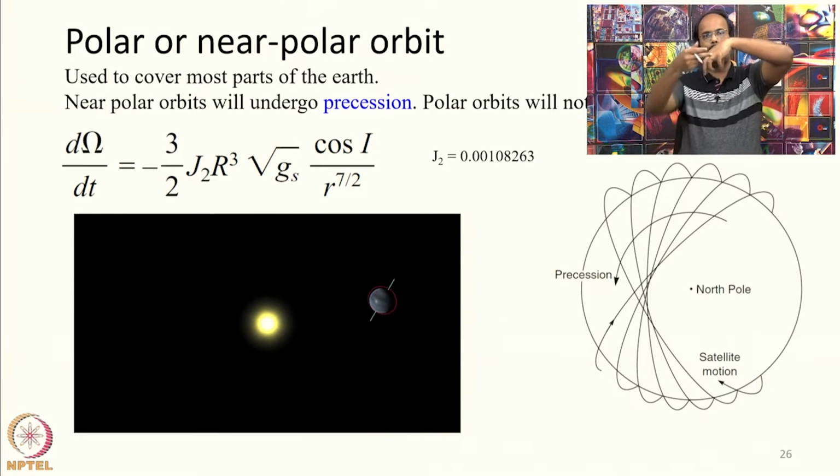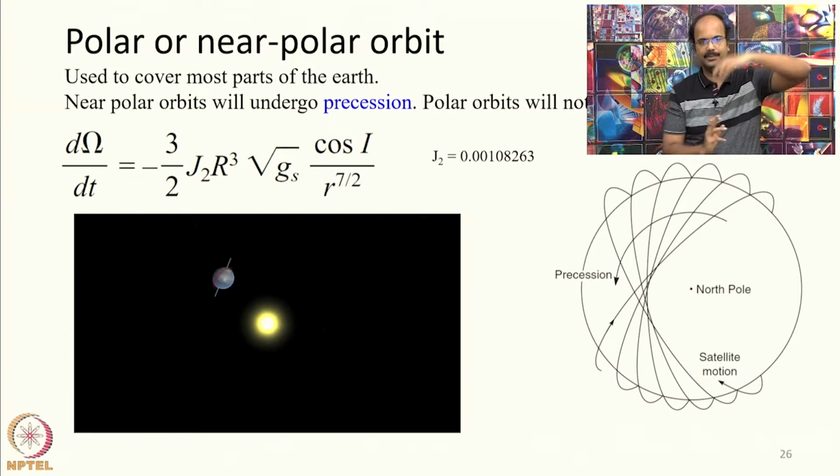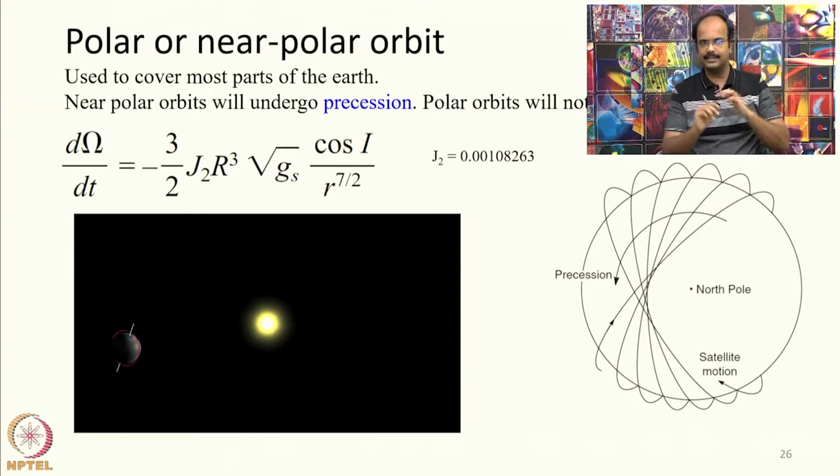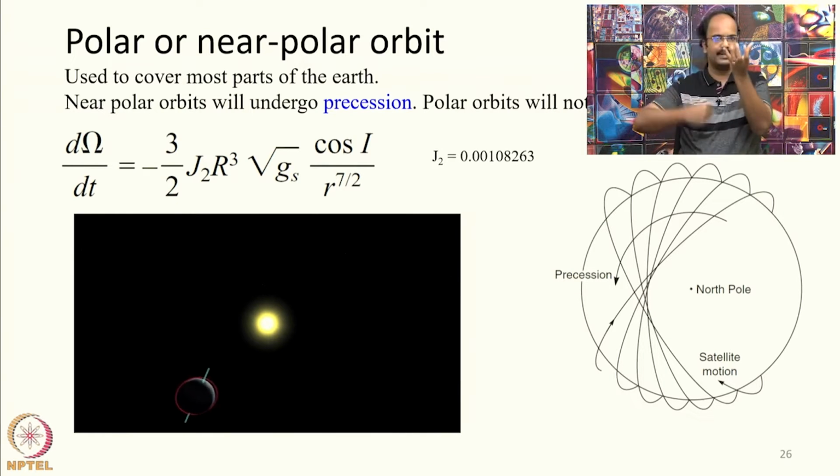Say Earth is fixed, the orbit is like this, there will be an axis passing through Earth's center and the orbit center. The orbit center also will be aligned with Earth's center, no issues. Earth is here, orbit is here.